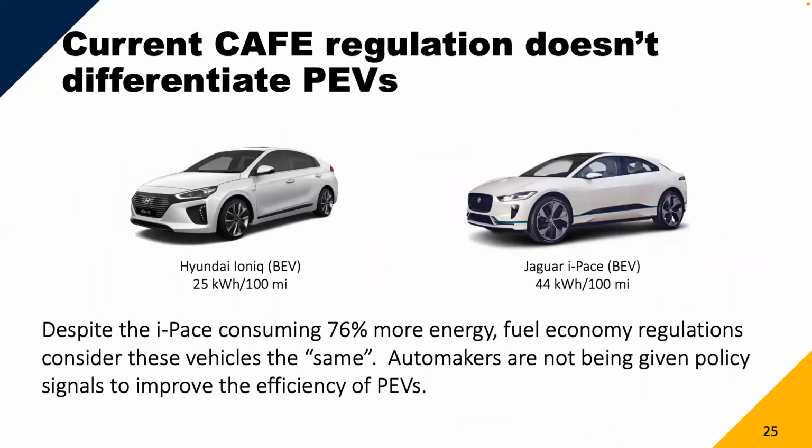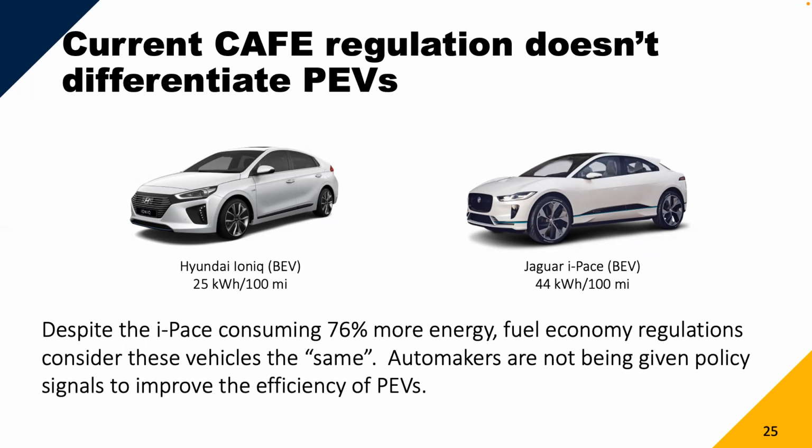Yeah, and then the last thing that I'll say about this sort of new age CAFE regulation. The regulation doesn't account for differences between electric vehicles, right? Because everything is counted as 0. The most efficient electric vehicle on the market today is the Hyundai Ioniq, at 25 kilowatt hours per 100 miles, and the least efficient is the Jaguar I-Pace, at 44 kilowatt hours per 100 miles.